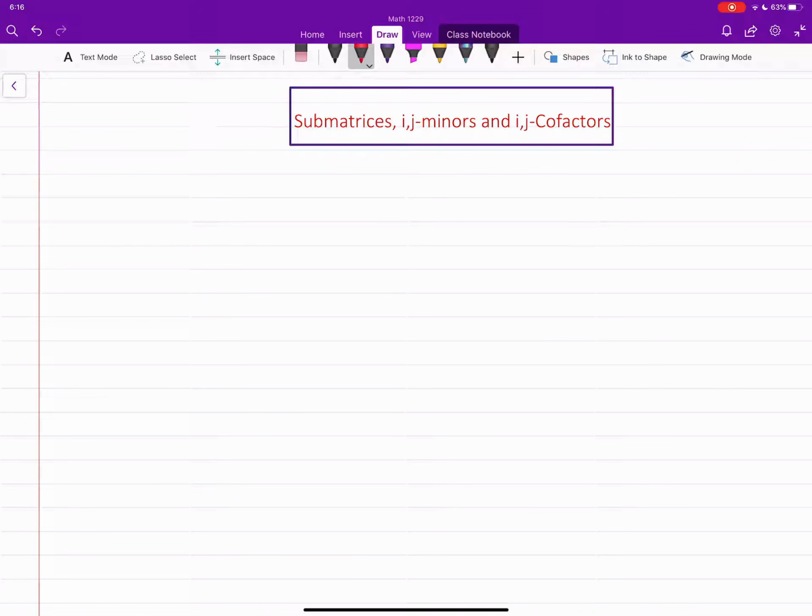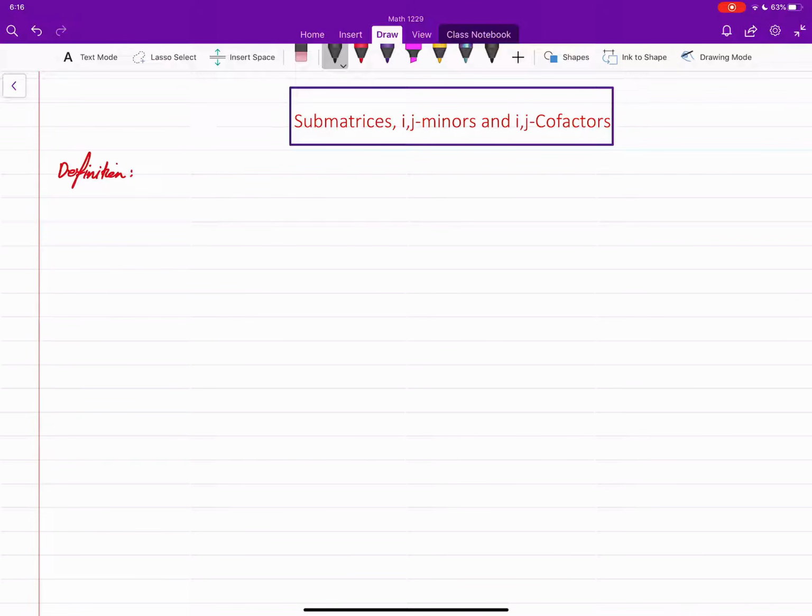Hi, in this video we will introduce three notions: submatrix, ij minor, and ij cofactor. Later we will see that we will use these notions, specifically ij cofactor, to define or compute the determinant of n by n matrices. Okay, so let's dive into this definition.